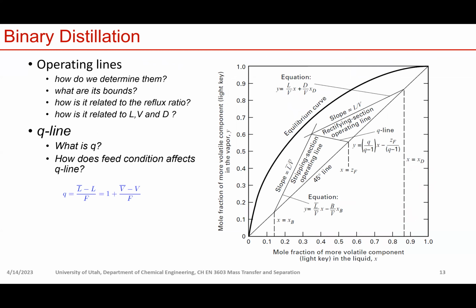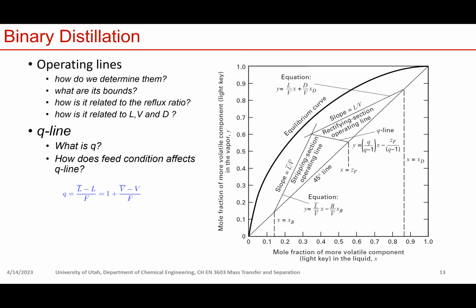And what is Q? We're talking about the Q line. What is Q? By definition, Q is determined by this equation or this equation. L bar is the liquid flow rate in the stripping section. L is the liquid flow rate in the rectifying section. So the liquid flow rates in the rectifying and the stripping sections are different, so there's a difference there. Q is then basically the ratio of that difference over the feed flow rate. Right, that's the definition of Q. And you should know that so that, given a feed, you can compute Q.